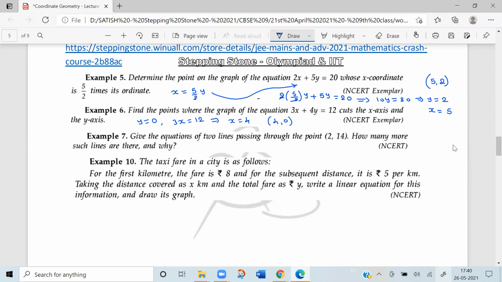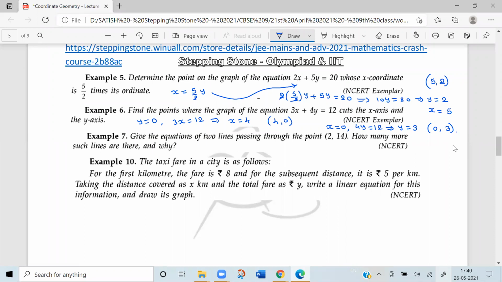In the same manner, tell me where it cuts the y-axis. What should I substitute? To find the point on the y-axis, you substitute x = 0. When x is 0 in the equation, 4y = 12, which implies y = 3. So the corresponding point on the y-axis is (0, 3).